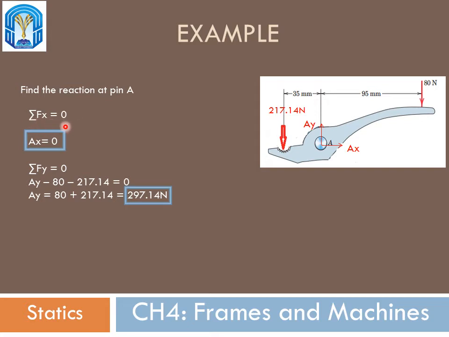Summation of Fx equals 0: there is just Ax on the x axis, so Ax equals 0. Summation of Fy equals 0: Ay minus 18 minus 217.14 Newton, which we found before, equals 0, and Ay equals 18 plus 217.14, equal to 235.14 Newton. And here we found the reaction at pin A.